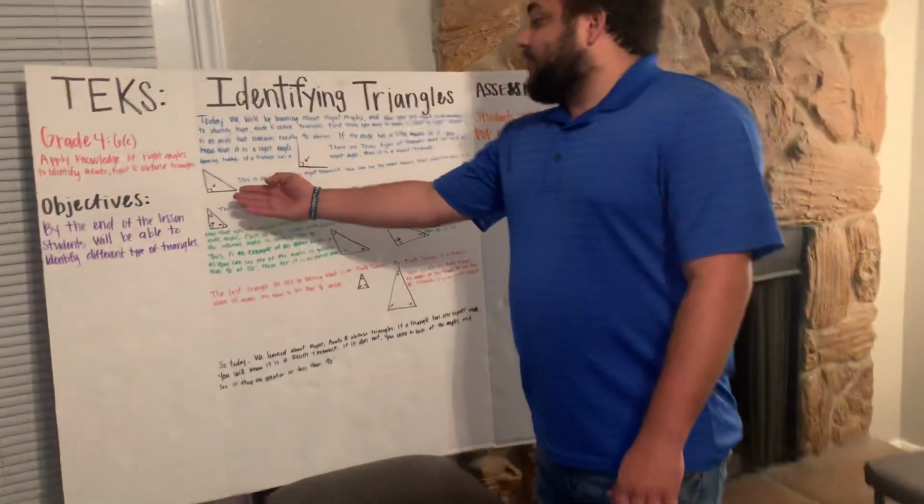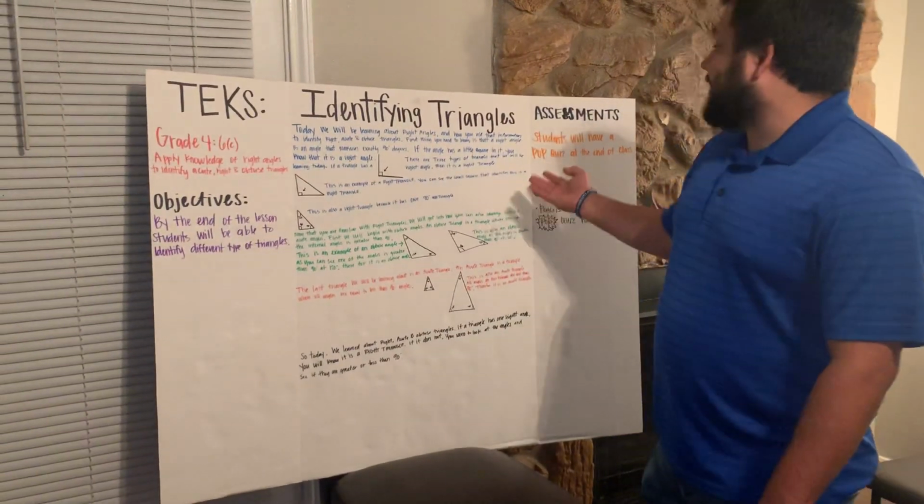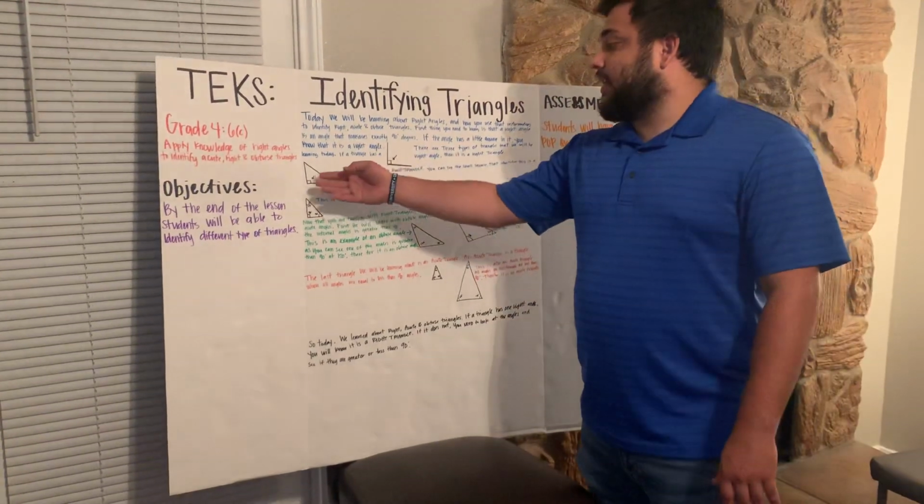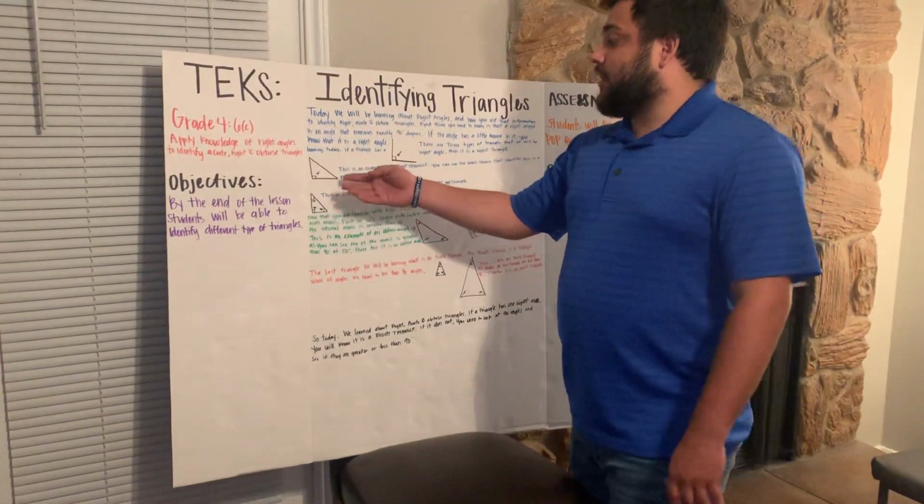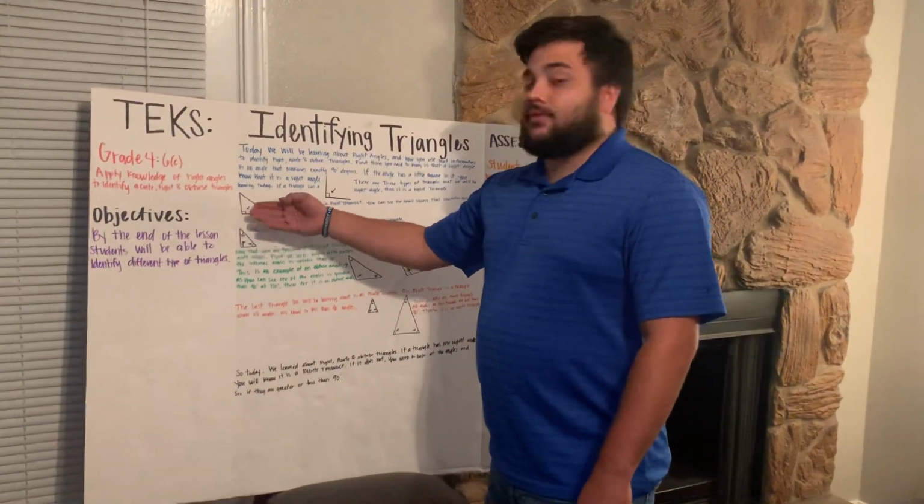So this is an example of a right triangle. You can see this small square that identifies this as a right triangle right here. So without knowing the other angles, you see this square, so therefore it is a right triangle.